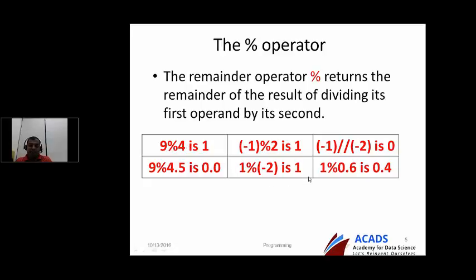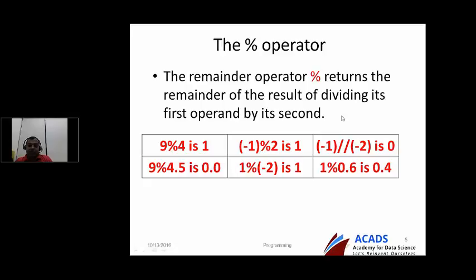And once again, the interesting operations are where we are using a floating point number as one of the arguments. 9 remainder 4.5 is 0.0, because as we noticed earlier, 4.5 times 2 is 9, and so the remainder is 0 in this case. However, the result is a floating point number. And similarly, 1 modulo 0.6 is 0.4, because 0.6 times 1 is 0.6, and this leaves a remainder of 0.4.